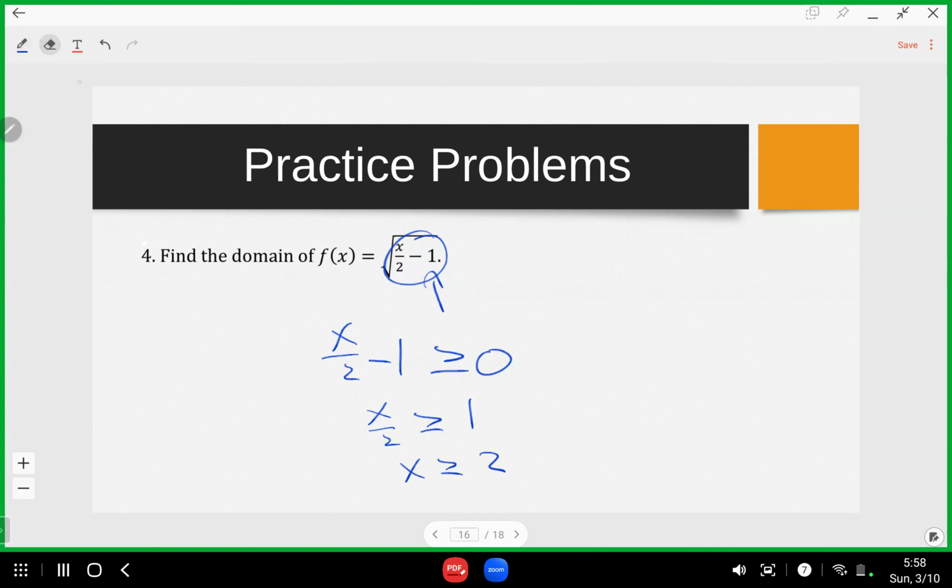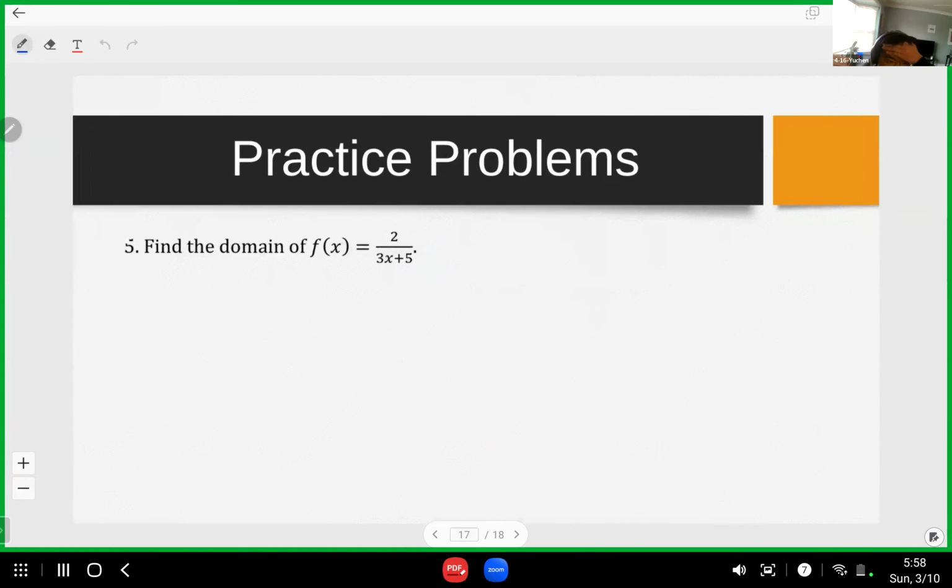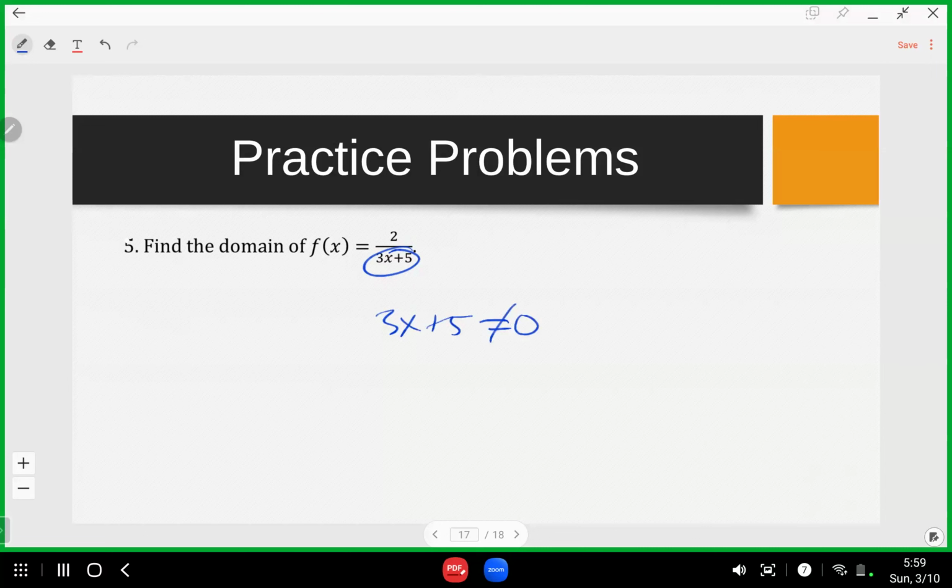Since you did well on this one, I'm going to have you do the next one too. This one is the same thing. Restrictions. What do you think? 3x plus 5 cannot be equal to 0. Very good. So you cannot have 0 in the denominator, right? That is exactly correct. And that would be the restriction.